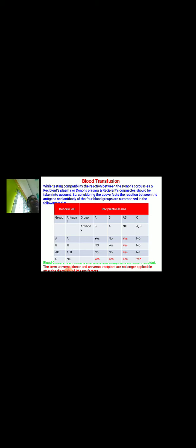Now again A comes with AB. AB means there are no antigens, no antibodies, so there is no question of clumping. So this is also compatible. In case of the O, there is an antigen and there is antibody A and B. Again, there will be clumping, so there will be no blood transfusion. In case of B also similarly, it is yes, no. Again, no, yes, no. Then yes.